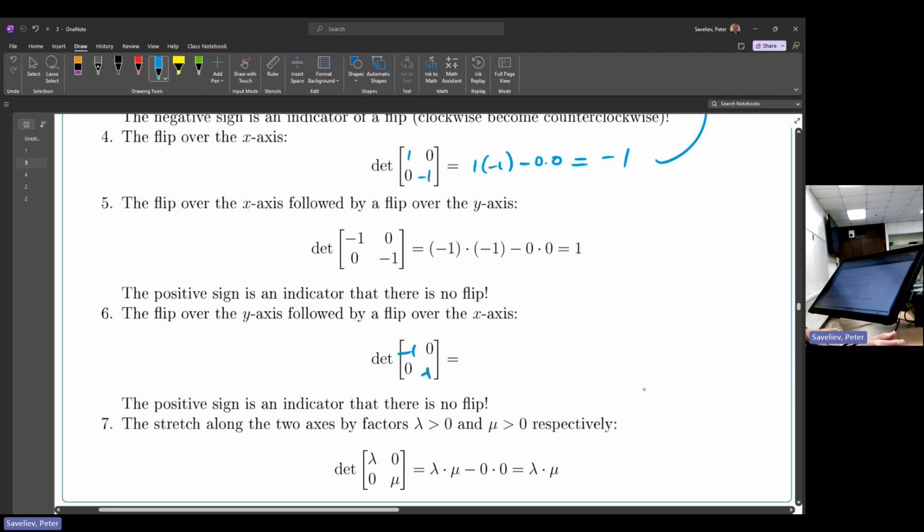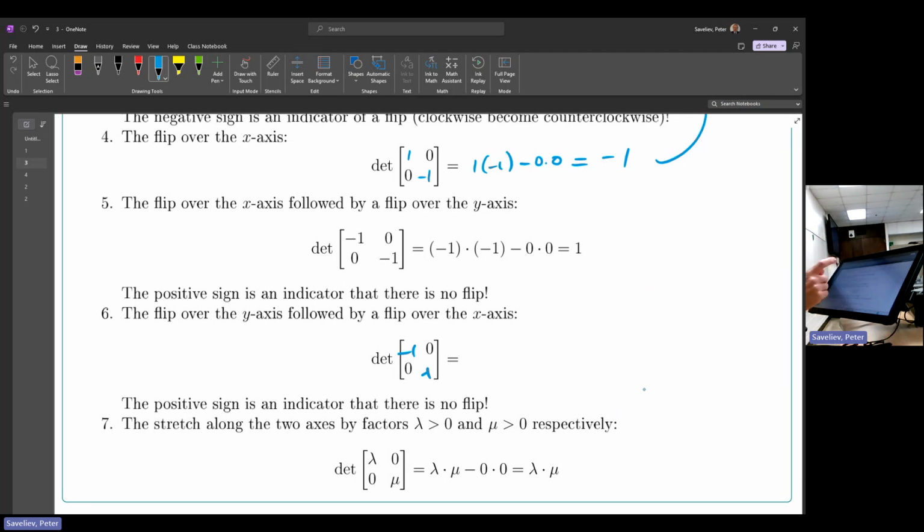The stretch along the x-axis, even disproportional. Suppose lambda and mu are two positive numbers, so we have a stretch along one axis this much, and along the other axis that much. We already know what happens: those circles become ellipses, disproportionately stretched. And then look at the determinant, though. What's so special about it?